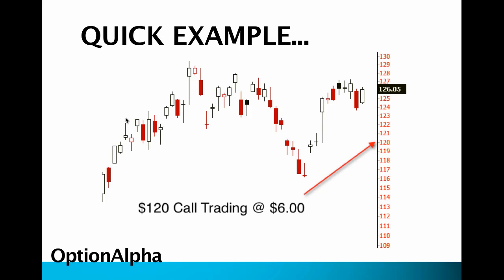Here's another quick example. I just pulled up this quote earlier this morning when I was building this video tutorial. Let's say that we have a stock trading at 126.05 and we wanted to buy a 120 call that's trading at $6. Notice that there's really no value other than the difference between the market price and the strike price. So it's basically trading at its intrinsic value, or the value of how it would be if you had owned the stock at 120. That's what option parity is. It's just the fact that the option is trading basically just like the stock.